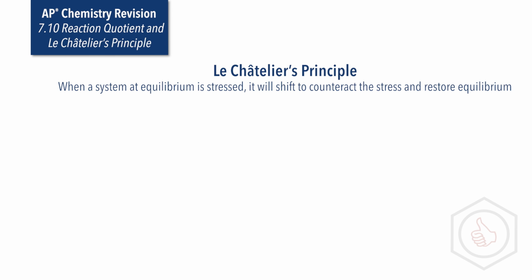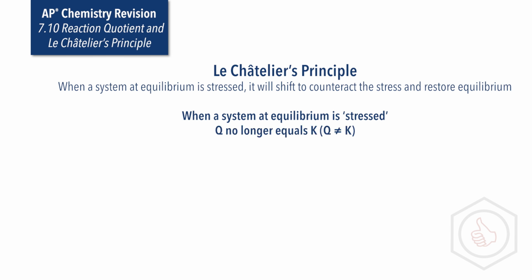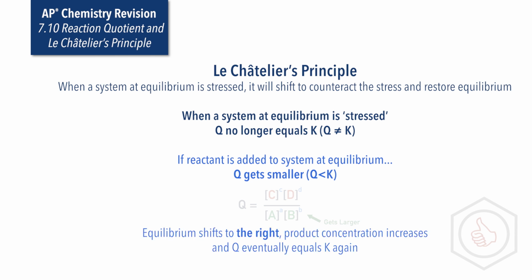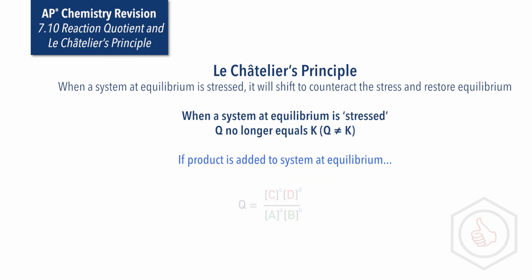Well, when a system at equilibrium is disturbed, what we really do is we change the value of Q compared to K. For example, if a reactant is added to a system at equilibrium, the denominator in the Q expression increases, meaning the value of Q decreases. And as we've just seen, this means equilibrium will shift to the right. Equally, if a product is added into a system at equilibrium, the product concentration increases, so the numerator in the Q expression increases. This means Q increases in value, and as a result, equilibrium shifts left.